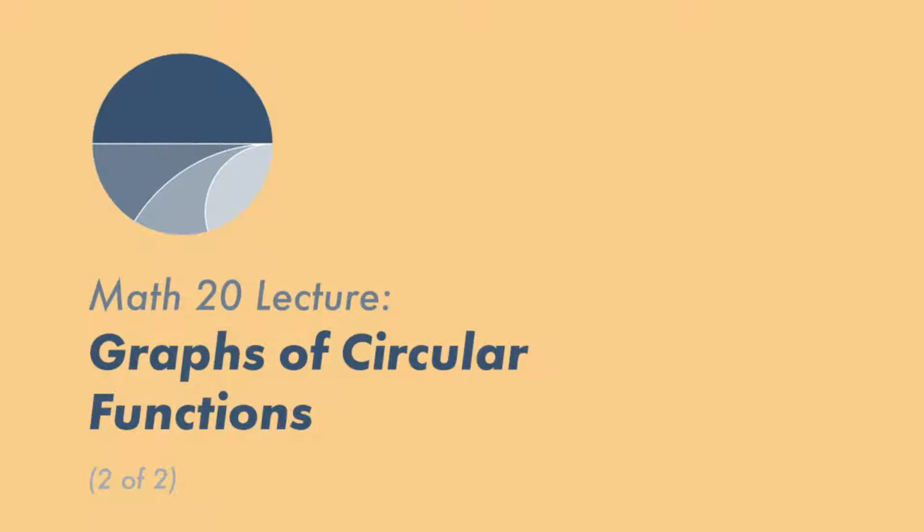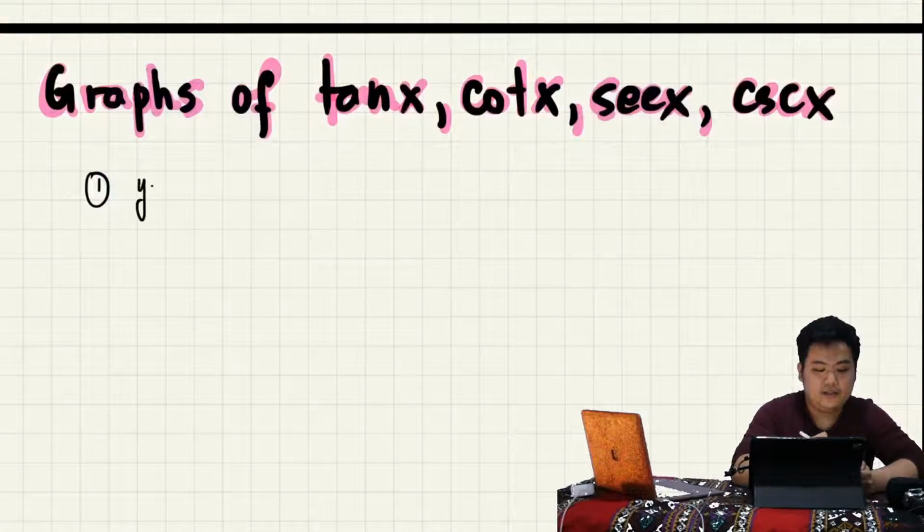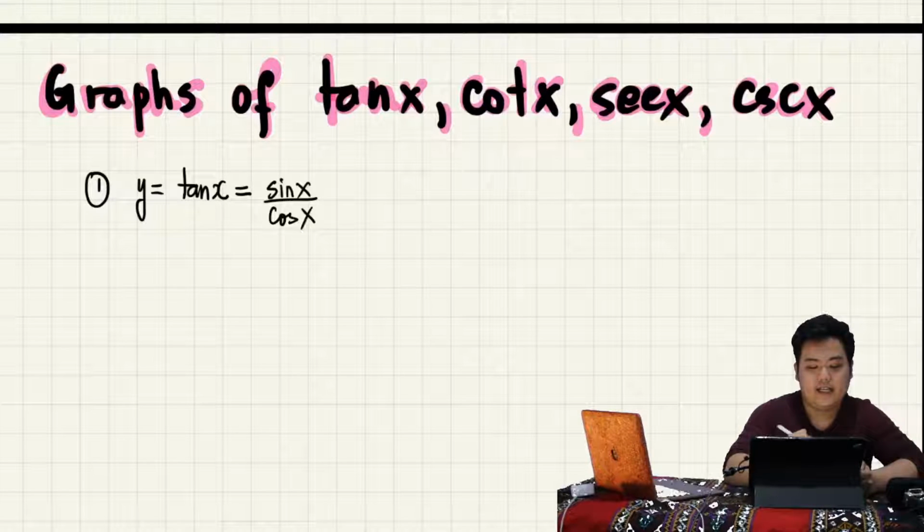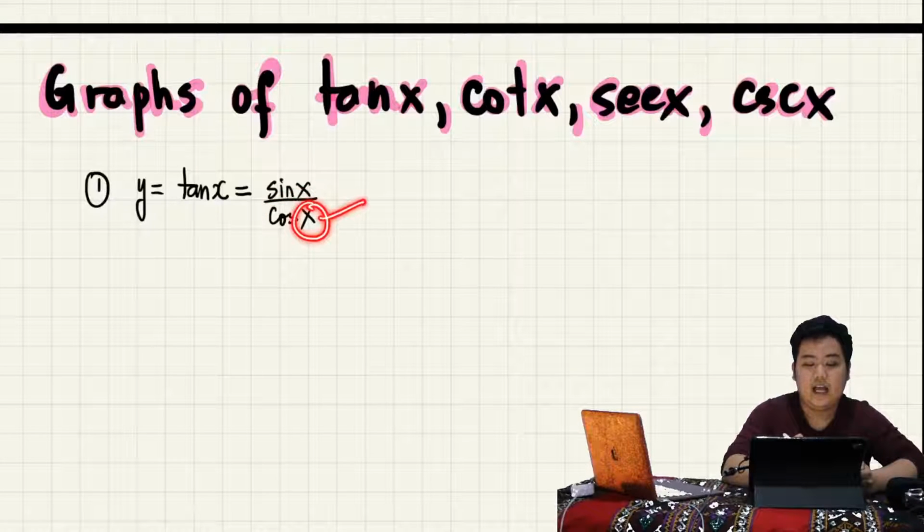In this video, we're going to show the graphs of tangent, cotangent, secant, and cosecant functions. So, let us begin by sketching the graph of tangent x. We want to graph y equal to tangent of x. In our previous lessons, tangent x is the same as sine x over cosine x. And this is undefined whenever cosine of x is 0, or x is an odd multiple of pi over 2.